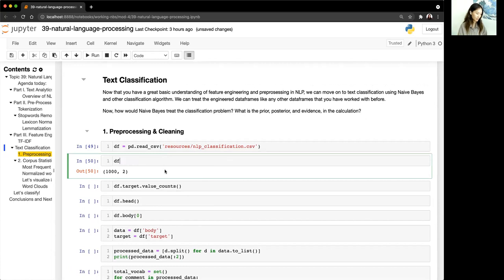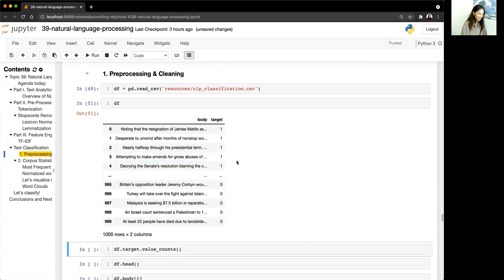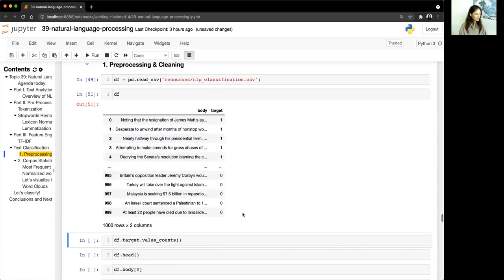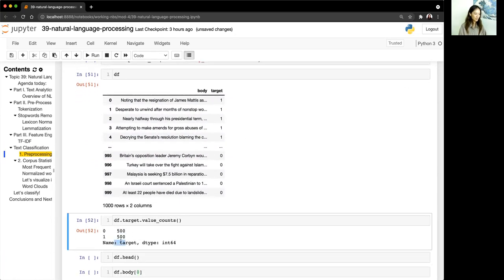And actually, let's take a look at the data set itself. This is our data set. They are, I think, political satire. So half of these are political satire, half of them are actual political articles. Targets of 1 and 0. You can see that they are also evenly spread out, 500 each.